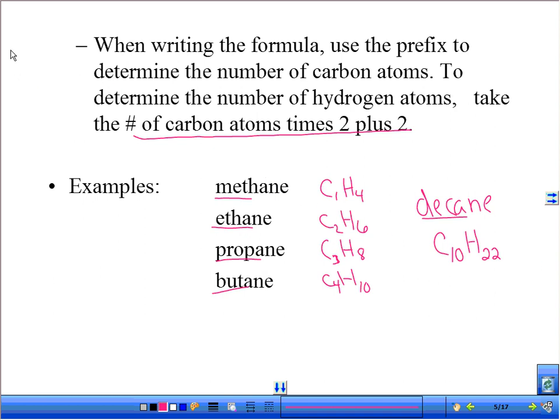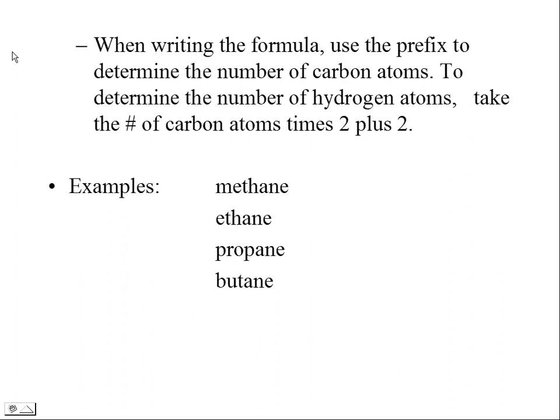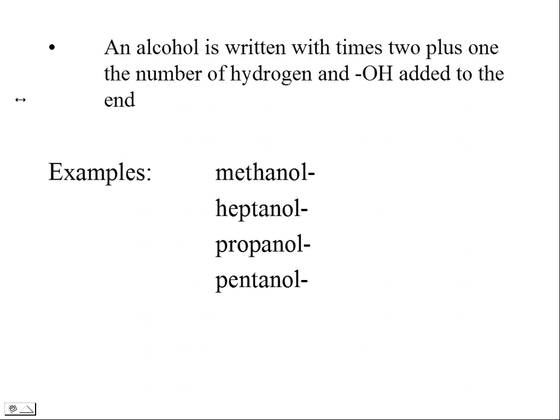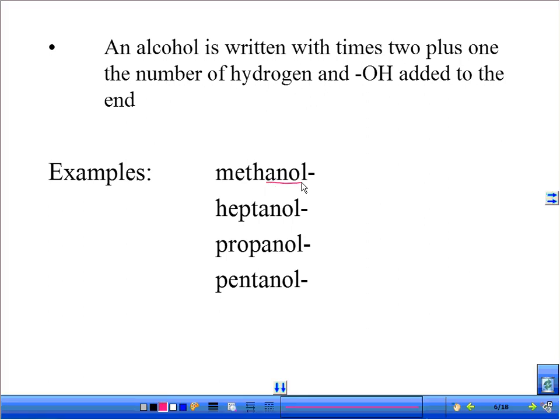Then there's a special type of hydrocarbon called an alcohol. An alcohol is written with a name ending in anol. They all look like that. Methanol, heptanol, propanol, pentanol. If you'll notice, they still have the same prefixes as the other hydrocarbons. They have the basic C and H part to them, so we could start all these as CH.